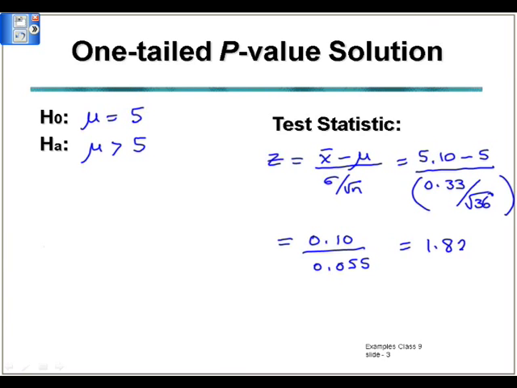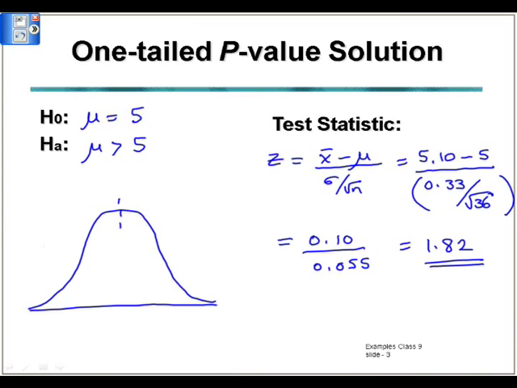Now this is a Z value, and of course in order to consider what this means when we're considering the p-value, we need to think about the shape of that distribution and how we show that p-value on our distribution. So this is a Z distribution.